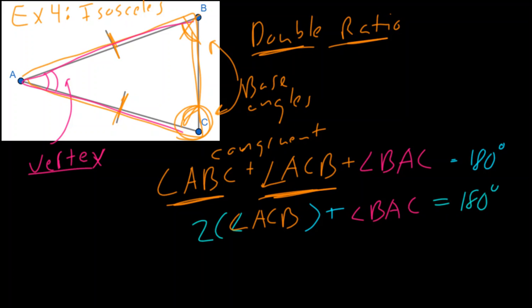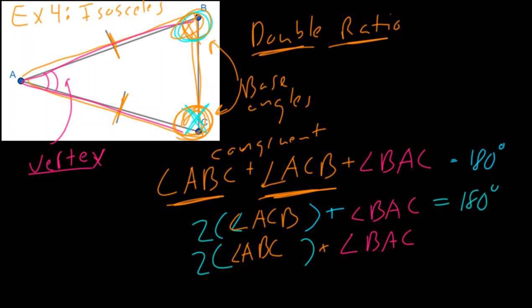But wait a second, what if we had this angle and we did not have that angle? How could we rewrite it now? Well, of course we could say it the other way. Instead of 2 times angle ACB, we could pick our other base angle, this one, which in this case would be angle ABC. That adds to our vertex angle BAC, and this will of course add up to 180 degrees. So guys, here's what I'm saying. For our double ratio, if we know one of the base angles, we can simply multiply it by 2 and add it to the vertex angle.